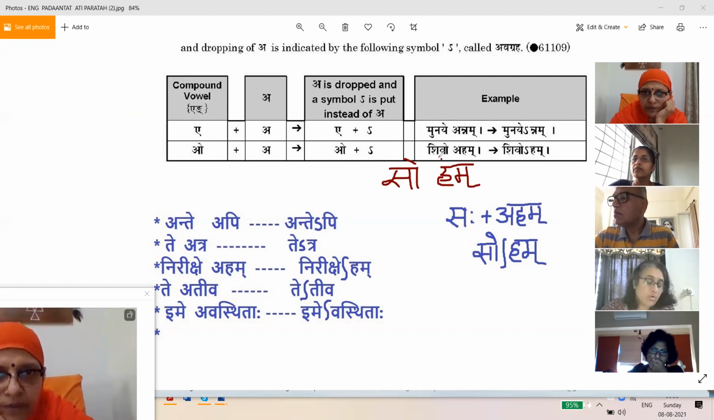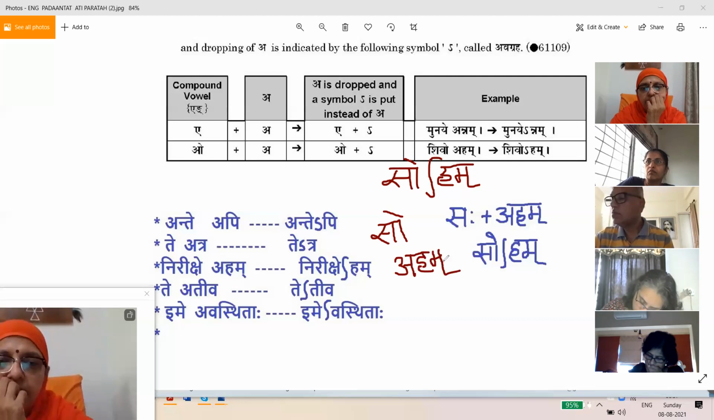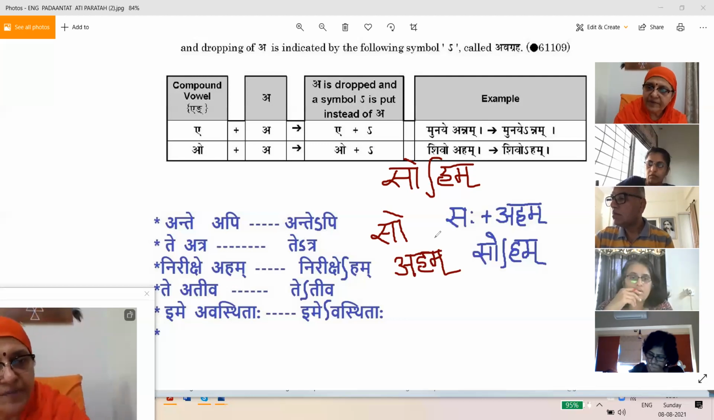Soham. But actually, So plus aham. I'm writing here aham. Clear? We only have to remember that a is elided, and in the place of akara we have to put avagraha.